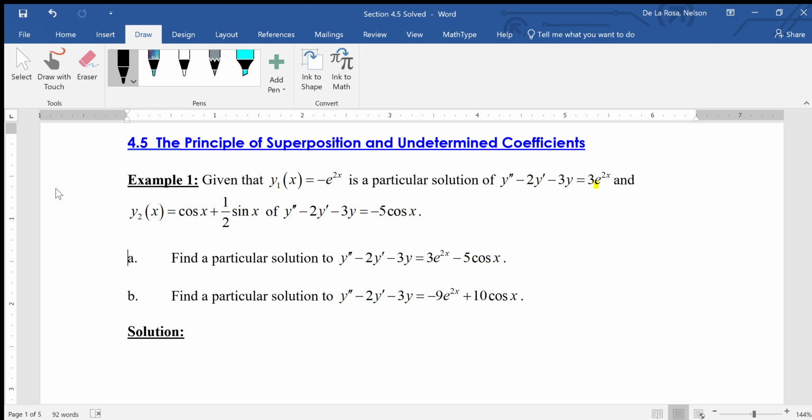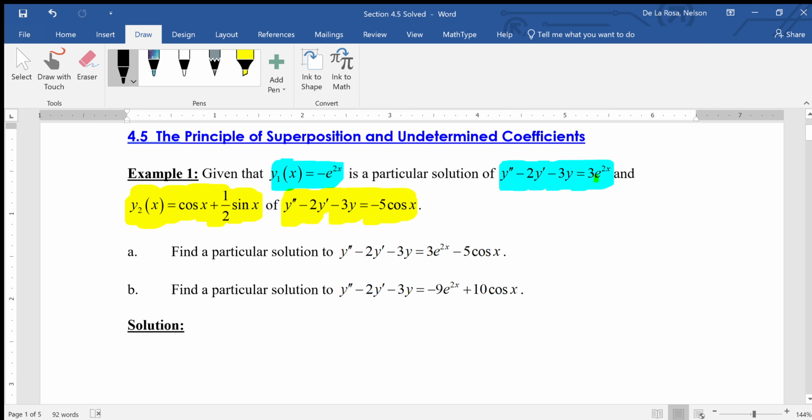Section 4.5, the principle of superposition and undetermined coefficients. We're given that y1 solves this differential equation. Y1 in blue solves the equation I just shaded in blue. And then y2 solves the equation that I'm shading in yellow. Notice that in both differential equations, the left part of the equation is exactly the same.